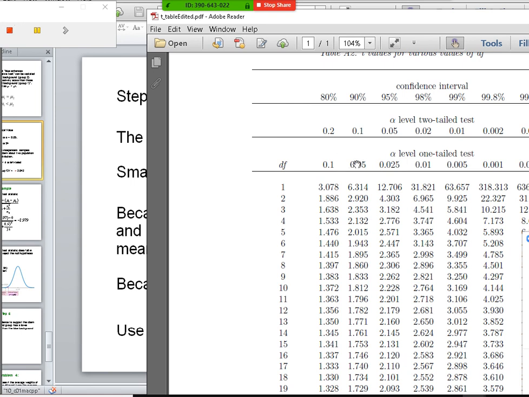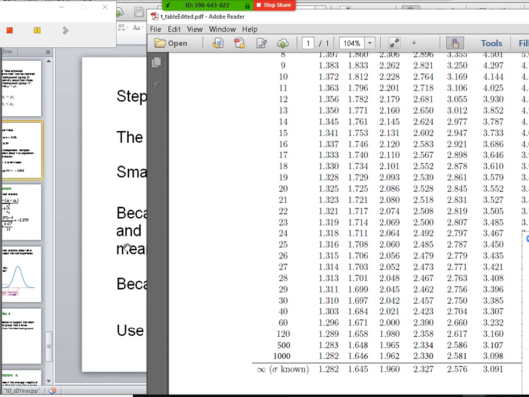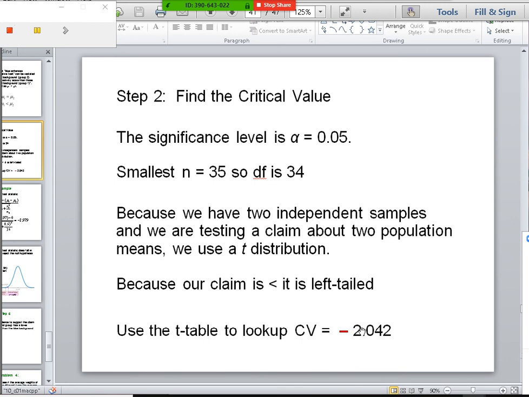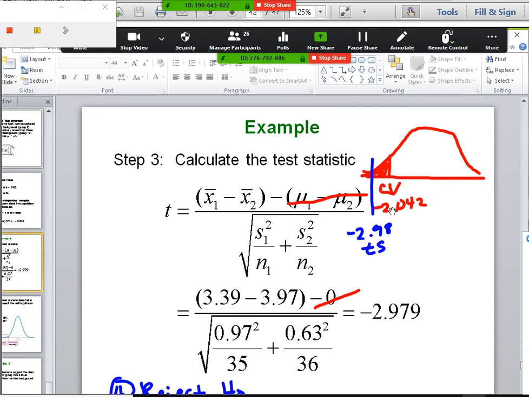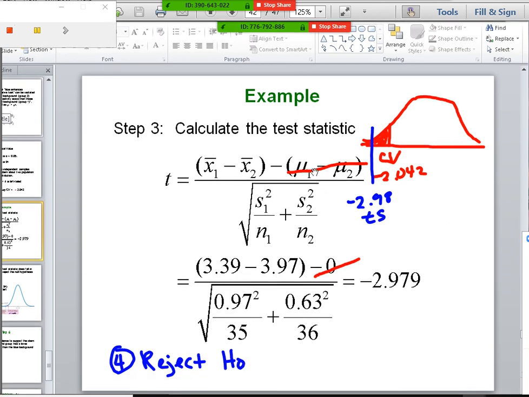Oh wait, alpha one-tailed. Oh, that's right. Oh no, it should be this. Yeah, 1.697. So this really should be 1.697, but it's negative. So it should be negative 1.697 right here. And I'll draw a picture, shaded to the left because it's left-tailed, and then calculate your test stat.